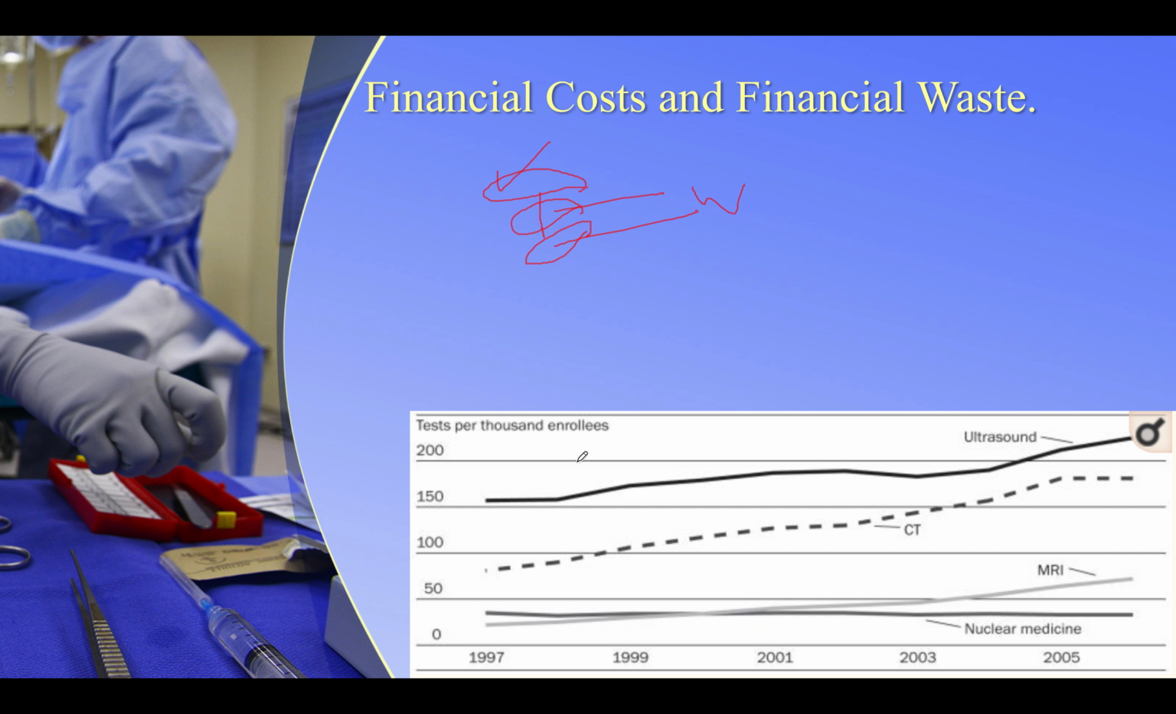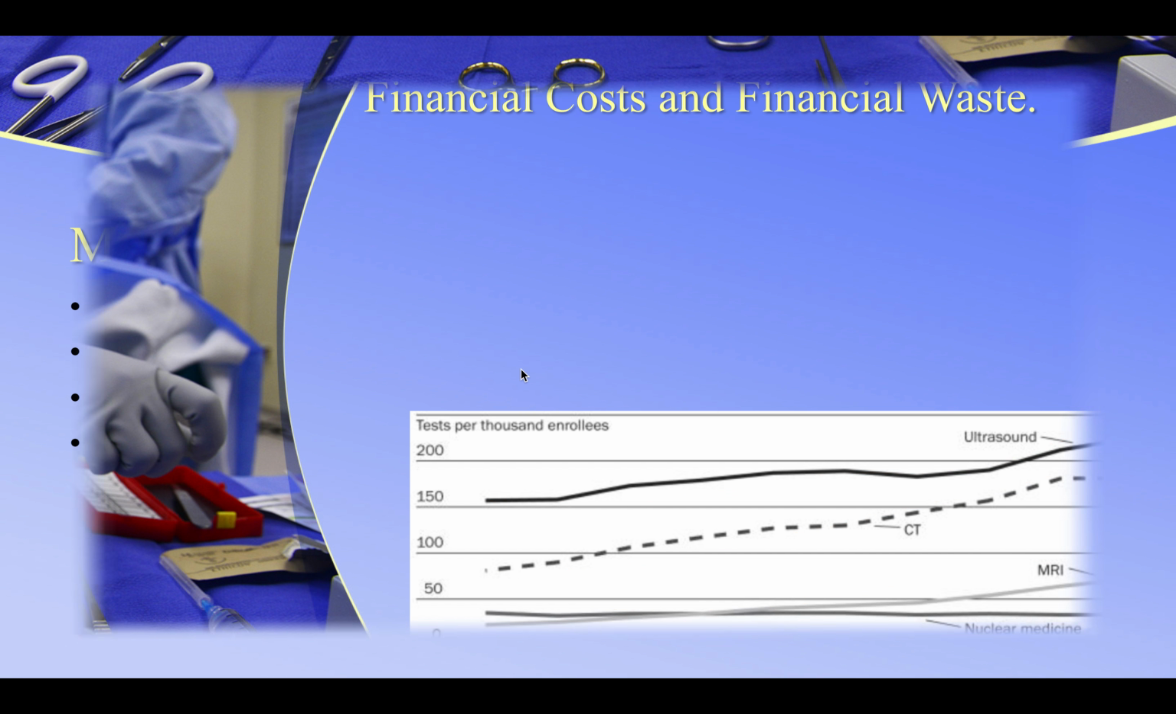As we see here, in medical imaging, the cost of ultrasound is increasing. The CT scan is also increasing. MRI is also increasing, except for nuclear medicine, which stayed stable. But the bottom line is that the more you spend, the more likelihood of waste.